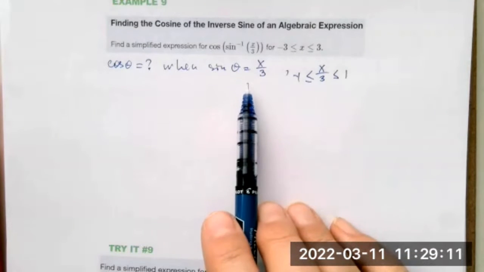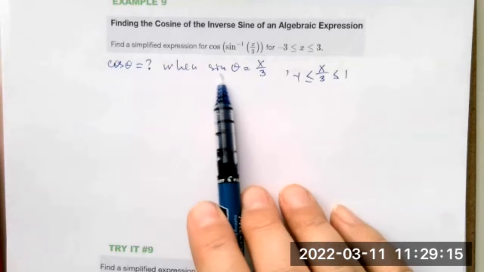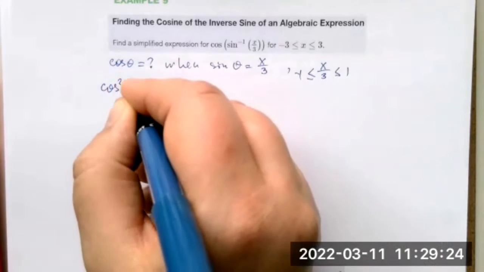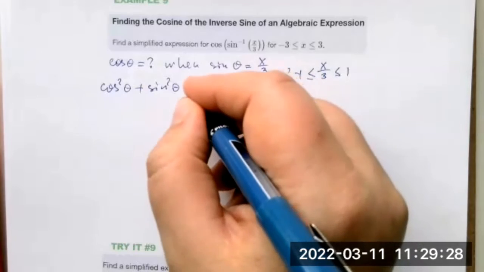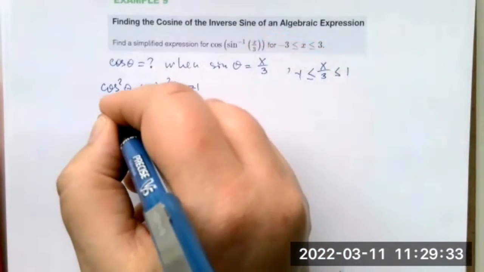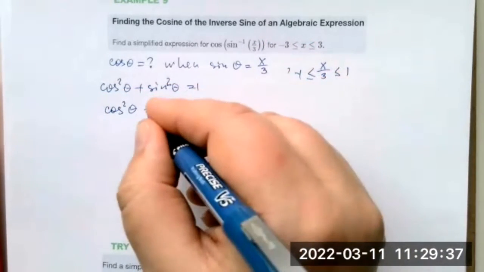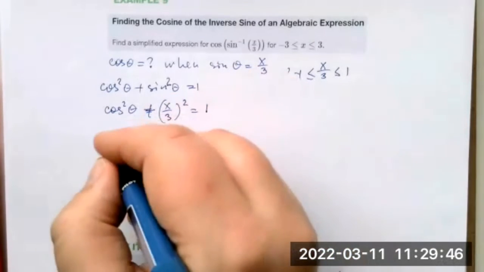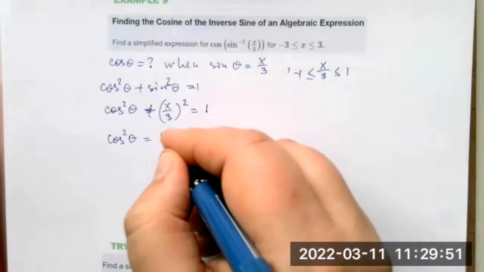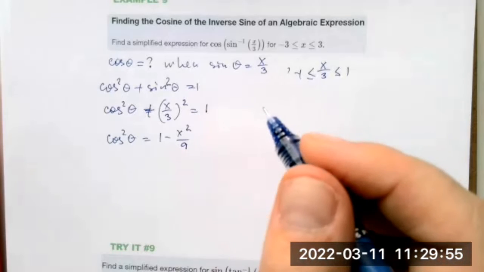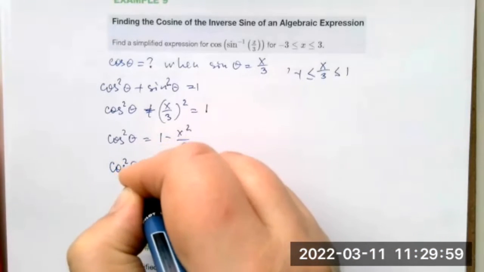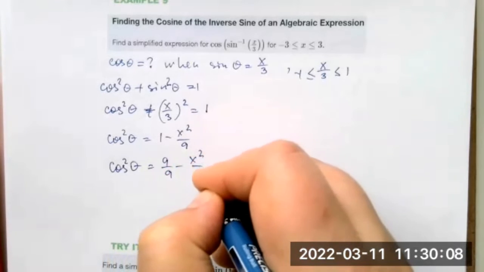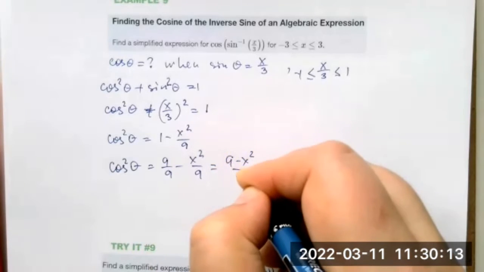All right, so how are we going to go about it? Well, we have the expression for the sine of theta. We need to find the cosine of theta. So we're going to use our Pythagorean identity, cosine squared theta plus sine squared theta equals 1. We plug in the value that they gave us for the sine, which is x over 3. So cosine squared is 1 minus x squared over 9. Now we need a common denominator. So we rewrite 1 as 9 over 9 minus x squared over 9, and that's going to give us 9 minus x squared over 9.